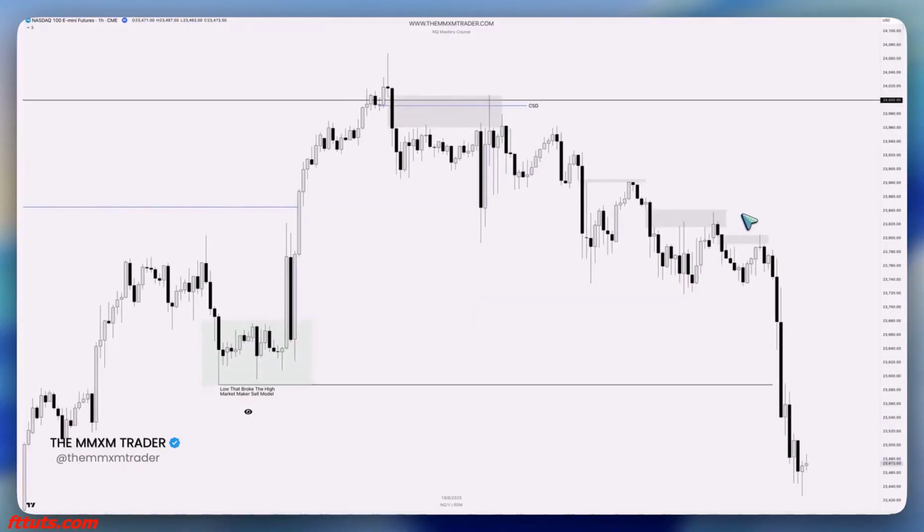Okay, looking at a zoomed in version of this, you can see the little fair value gap here, changing the state of delivery, fair value gap, fair value gap, fair value gap, all holding, right, until we smash through the low that broke the high and complete the market maker sell model.